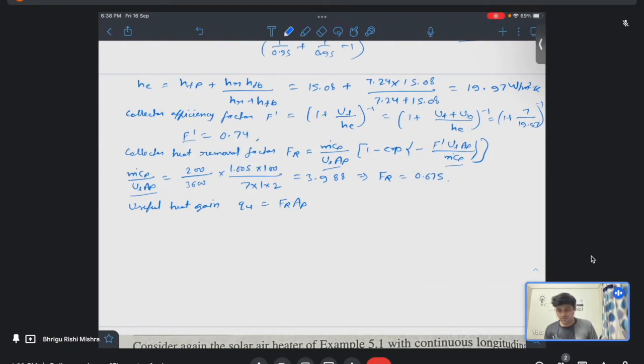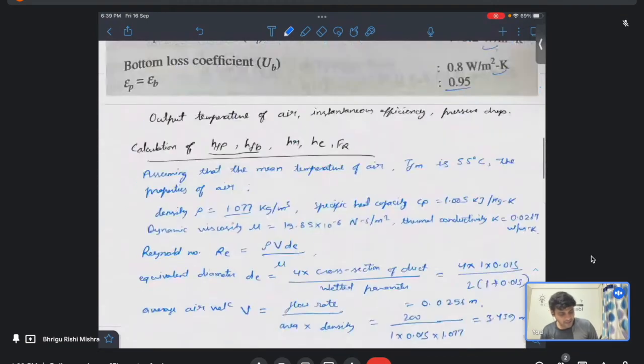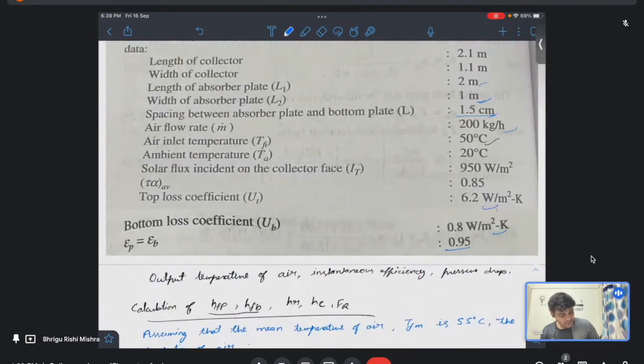So QU equals FRAP into [IT tau alpha average] minus UL into [TFI minus TA]. We have given all the values. FR we have calculated here. AP is 1 into 2. IT and tau alpha are given. So IT is 950. Tau alpha average is 0.85.